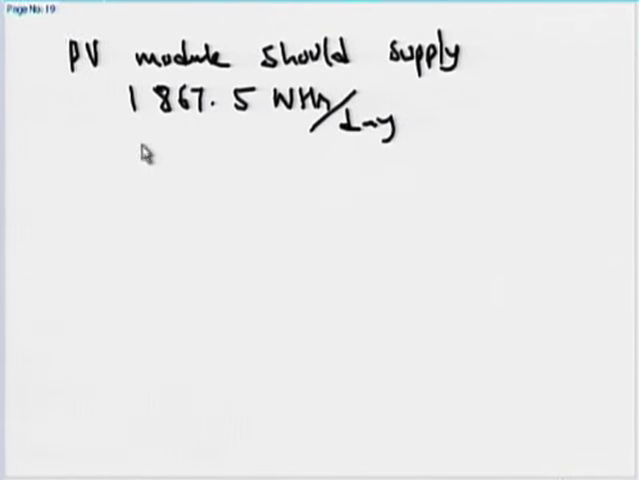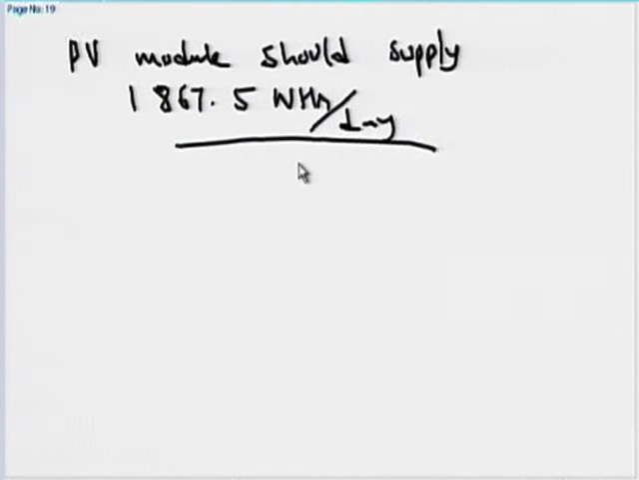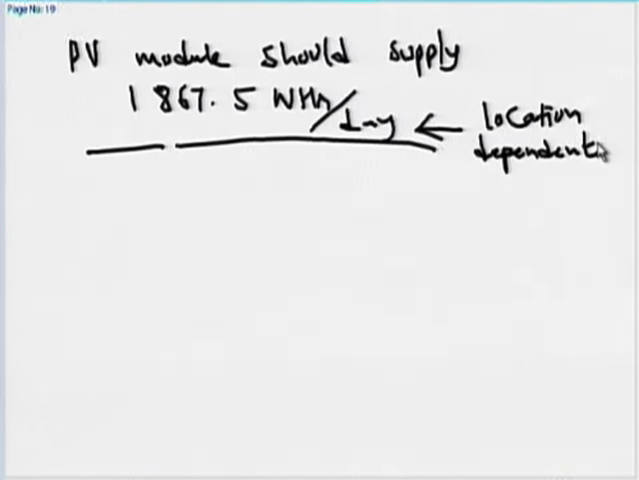Now, this much energy production will depend on the location, right? If you are in Srinagar or in Europe, your solar radiation is lower, so more PV modules are required, or if you are in Rajasthan, your solar radiation input is higher and fewer modules are required. So you should know what the solar radiation is at a given location. This generation is location dependent. If you are in Jaipur or Karnataka or Maharashtra or Madhya Pradesh, that will determine how much energy you get.